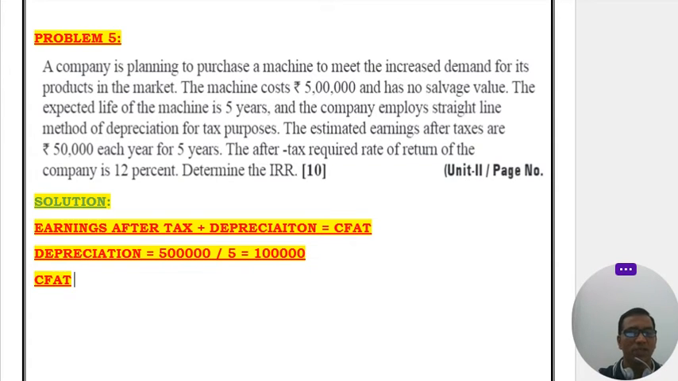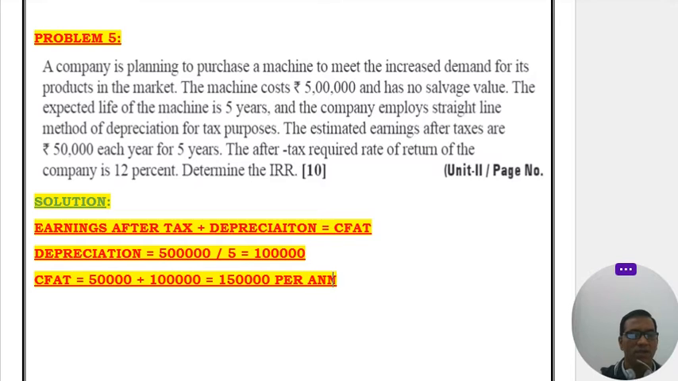So CFAT is equal to earnings after tax 50,000 plus depreciation add-back 100,000, that is equal to 150,000 per annum. 150,000 per annum CFAT, every year same.